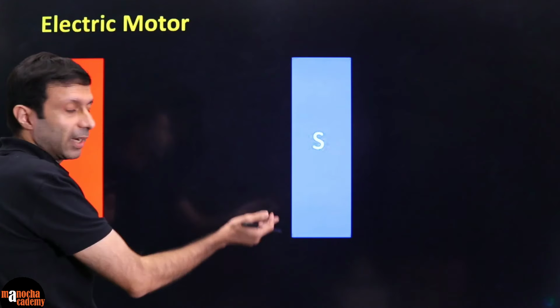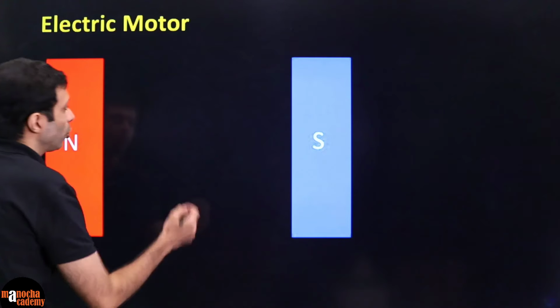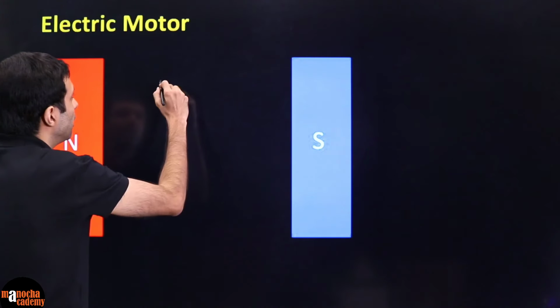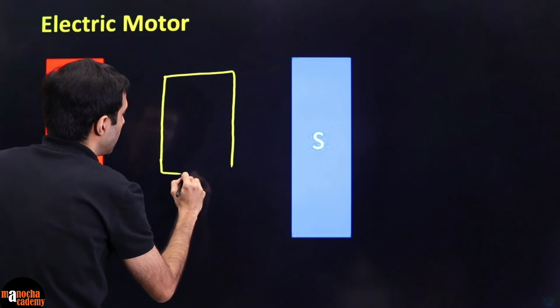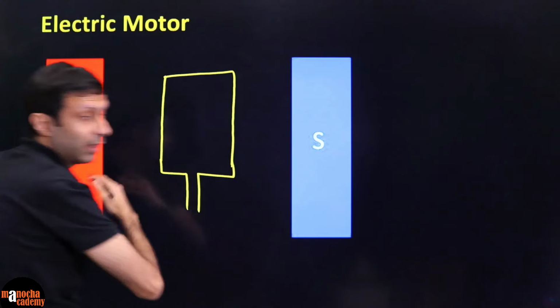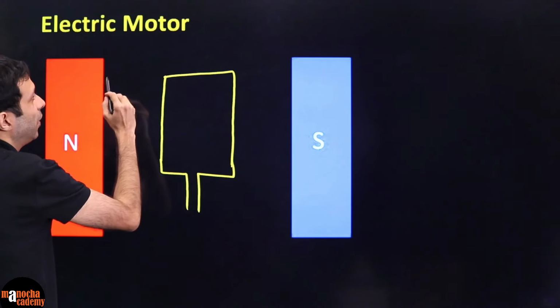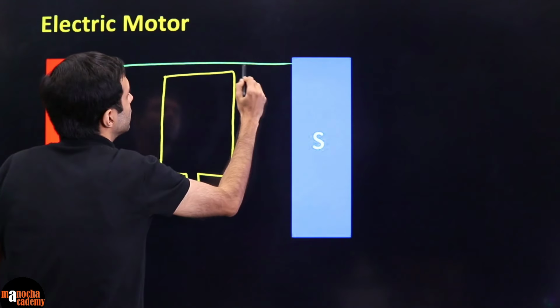So again, you have a magnetic field created by two poles. And let's say this time I don't place a simple current carrying wire. I'm going to place a rectangle like this. So let's say we're going to place a wire in the shape of a rectangle between the ends of this magnetic field. So let's say this is north, south.